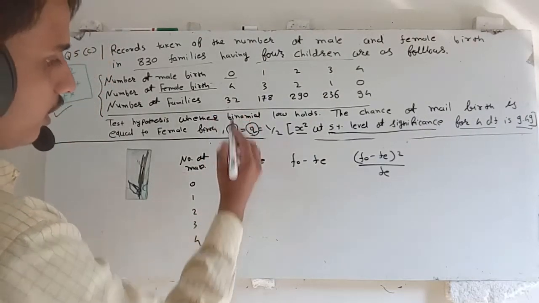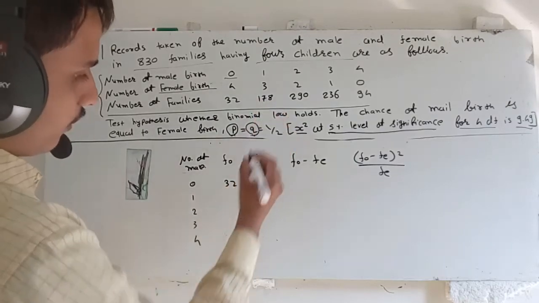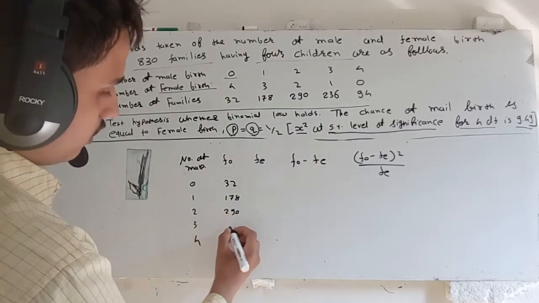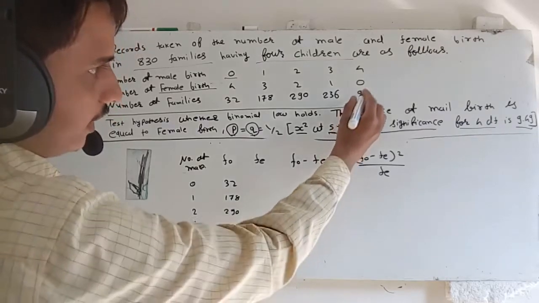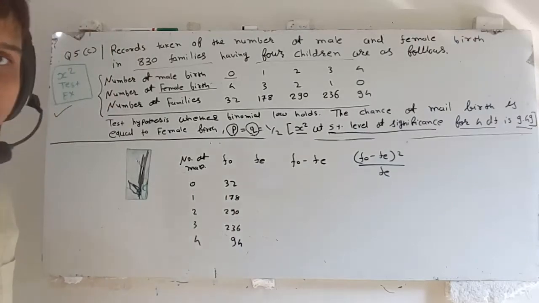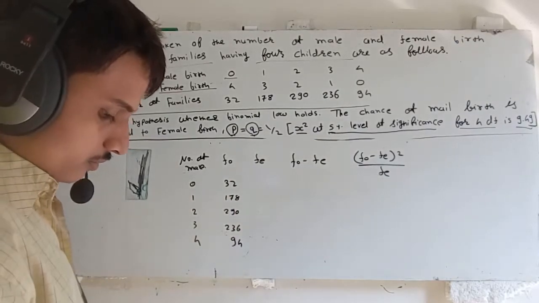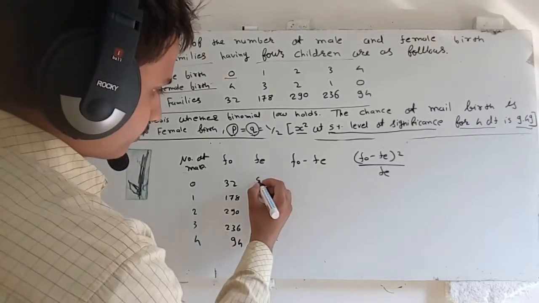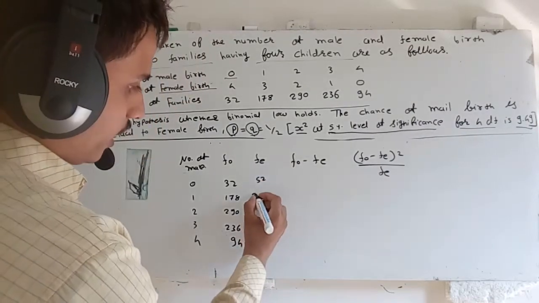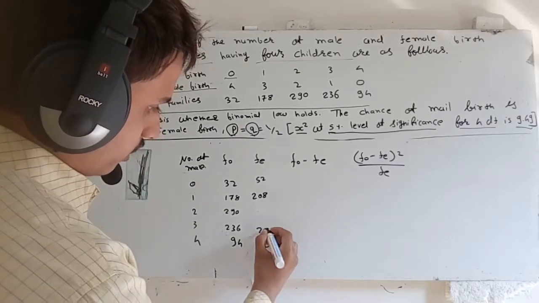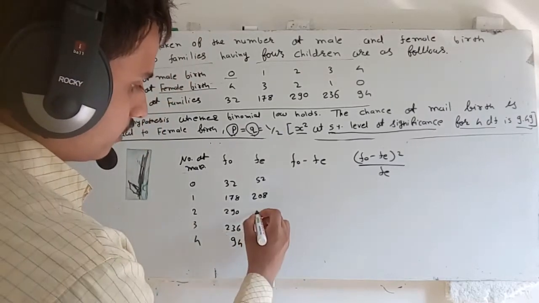Now number of males 0, 1, 2, 3 and 4. Observed frequency is 32, 178, 290, 236 and finally 94. Expected frequency we have calculated, that is in the previous table, that is 52, 208, 310, 208 and 52.